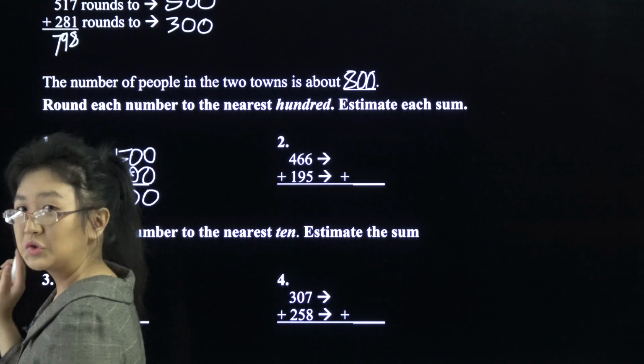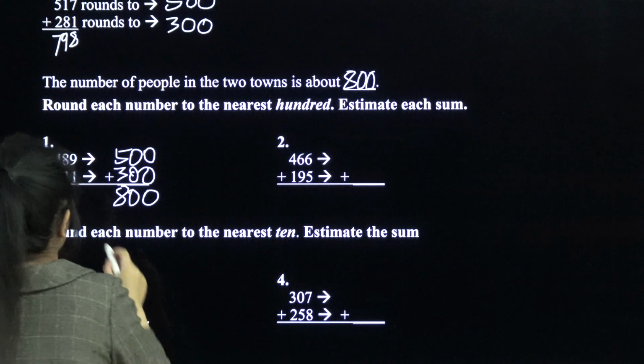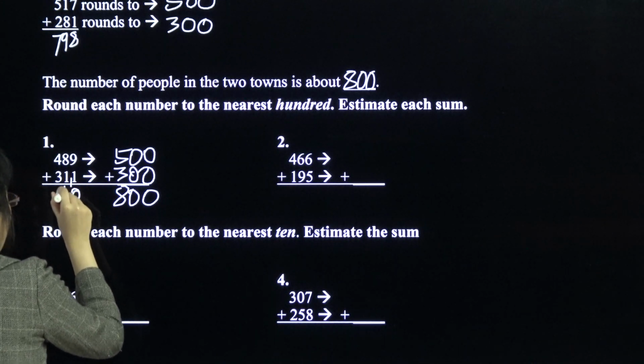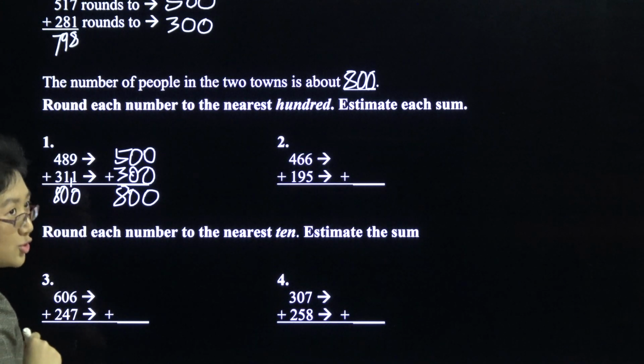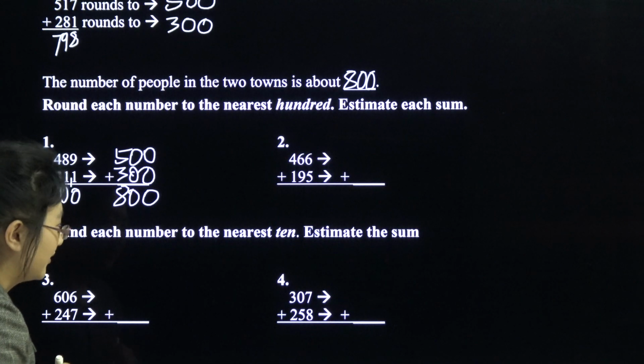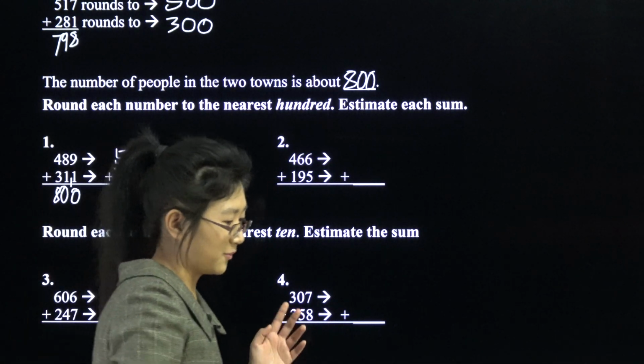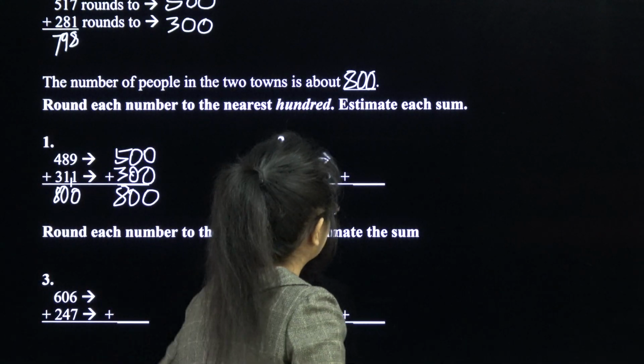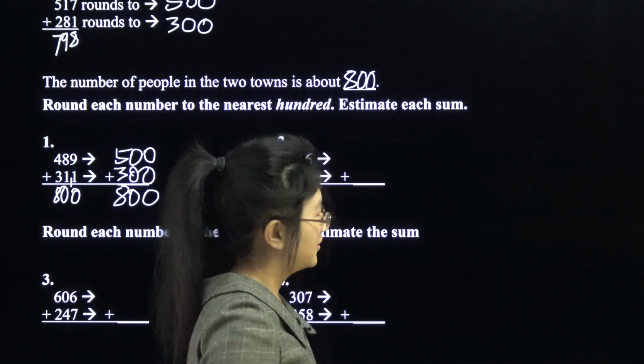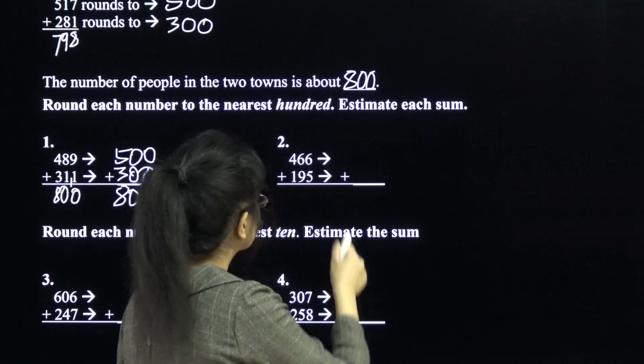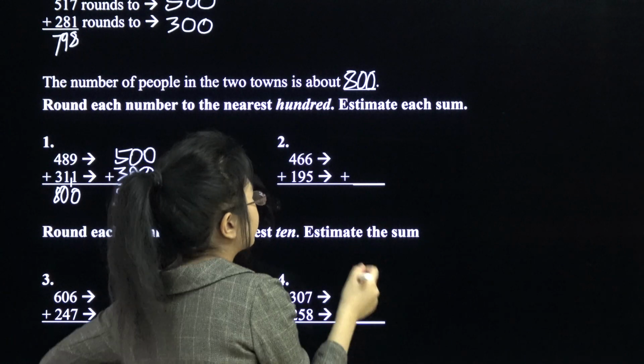Now, if you actually do the math over here, it's actually exactly 800. So it's not even an estimate by this point, it's basically the answer. But it's still an estimate because you guessed, or made an educated guess.